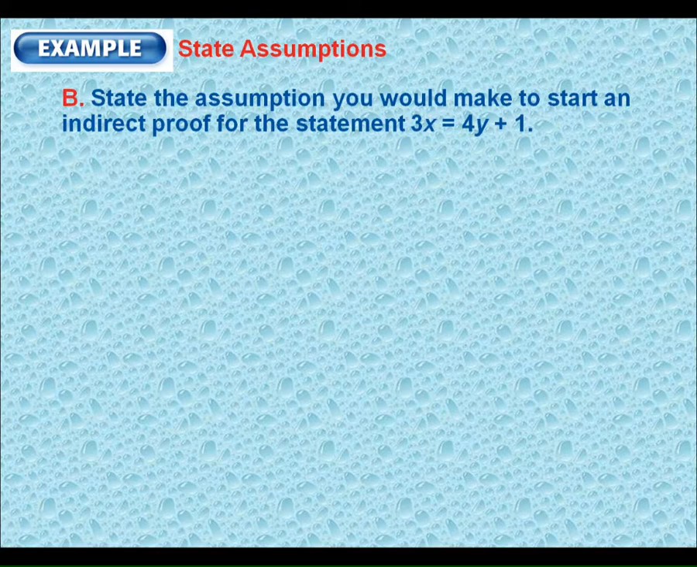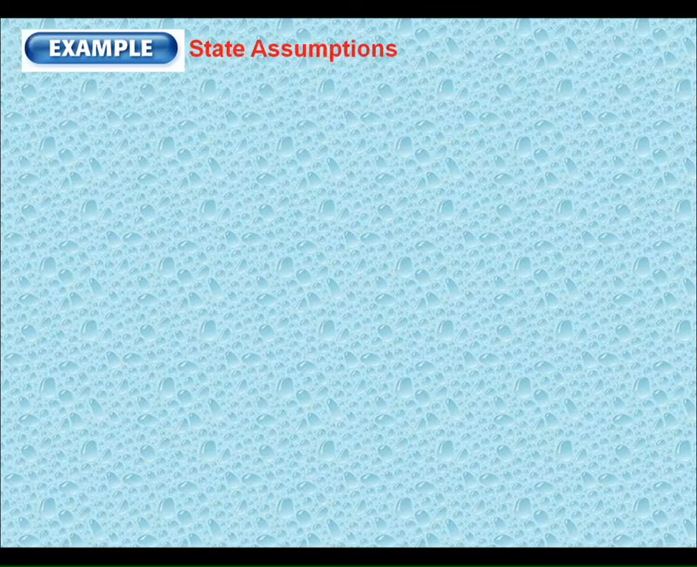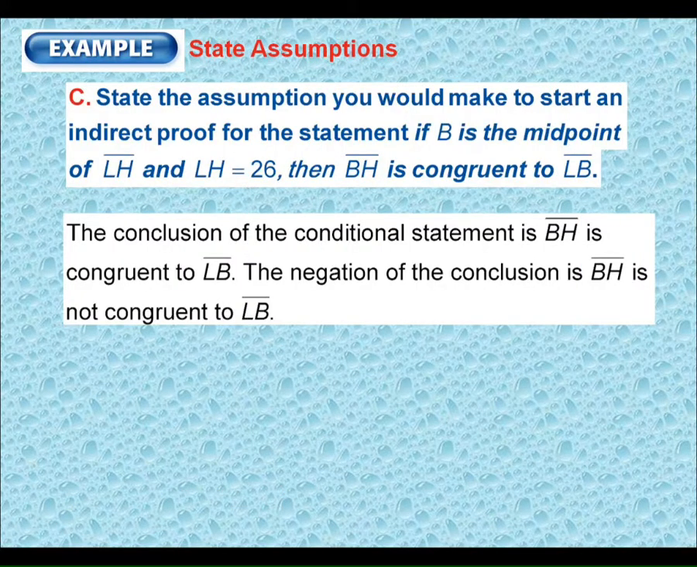Right, exactly. We'd say 3x does not equal 4y plus 1. We assume it to be false. If the statement says it's equal to, we're going to start our proof by saying it's not equal to. Then we're going to see how to apply this in a proof in just a second. So now we're given all the information here.